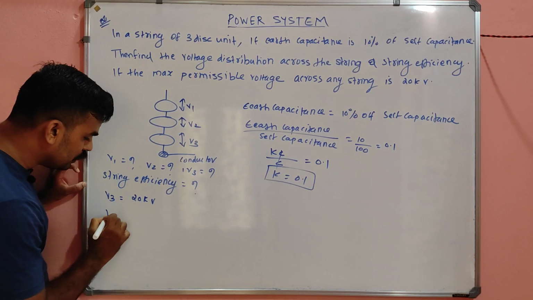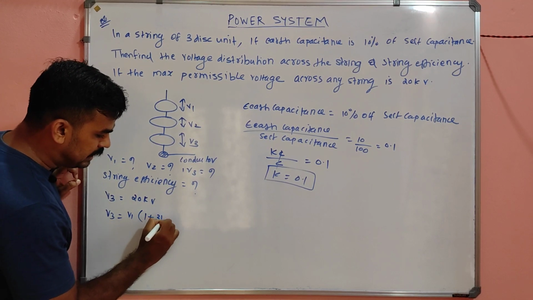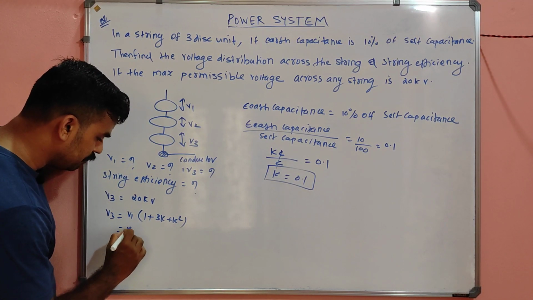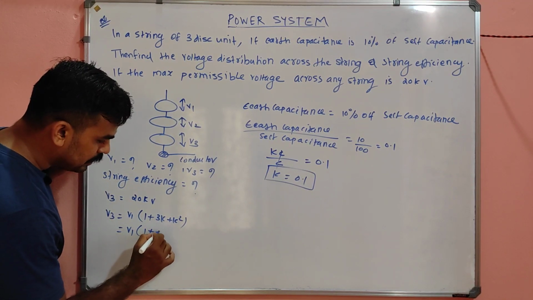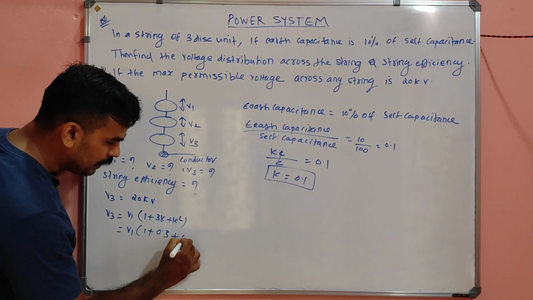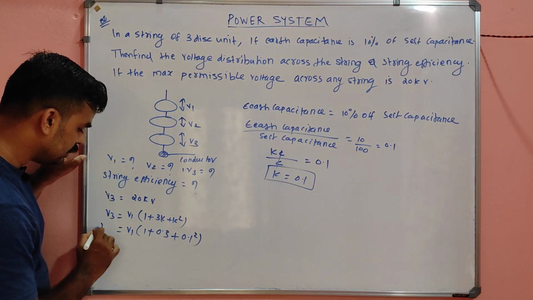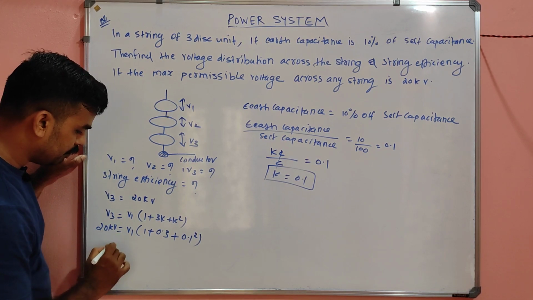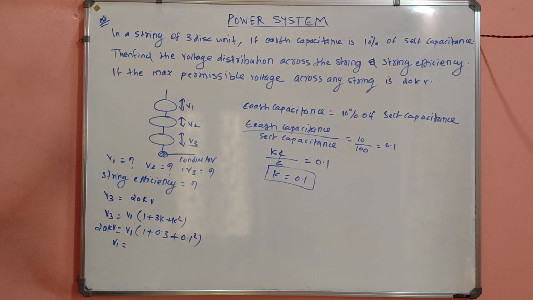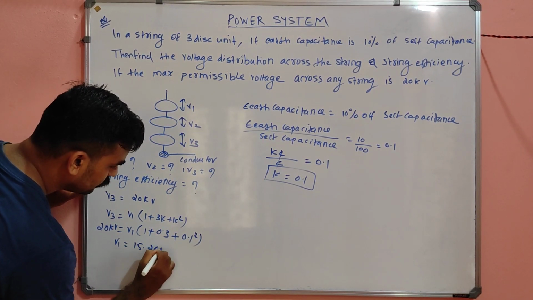So we have the relation V3 equals V1 into (1 plus 3k plus k square). That is V1 into (1 plus 3 into 0.1, which is 0.3, plus 0.1 square). If you substitute this, and V3 is 20 kV, you will find the value of V1 as 15.26 kV.